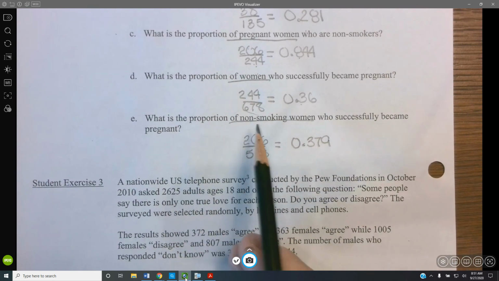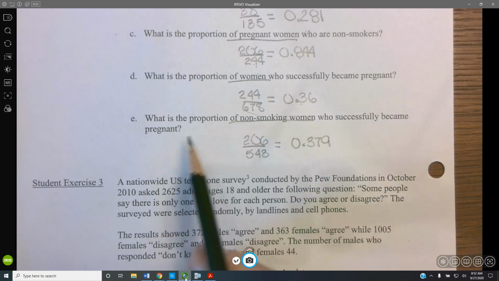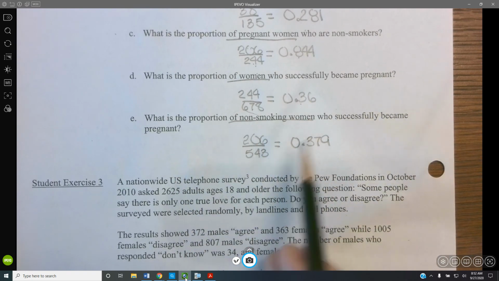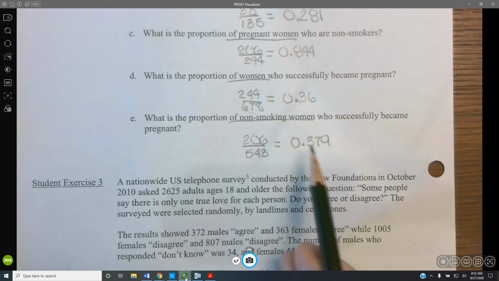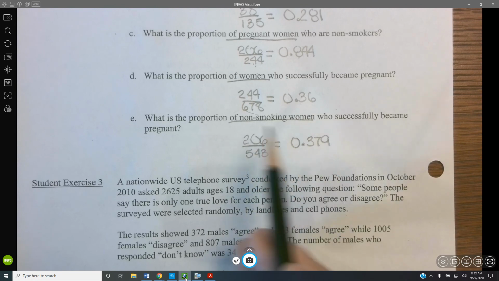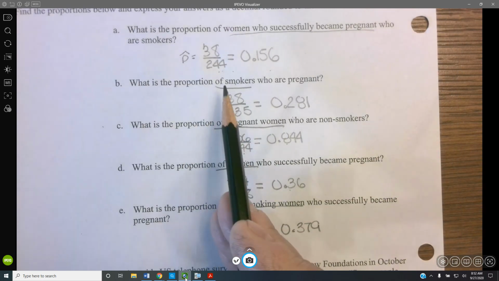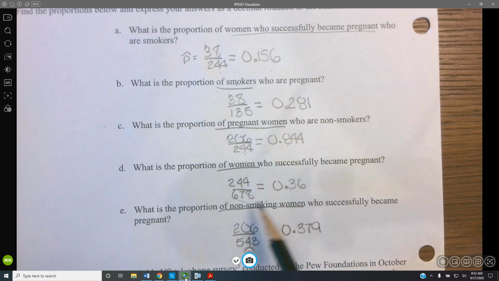What's the proportion of non-smoking women who became pregnant? So now we're focusing just simply on non-smoking women. They had a count of 379. Non-smoking women successfully became pregnant. Again, watch your total, watch the of. Look for the of key. See, every place I started to underline started with the word of.